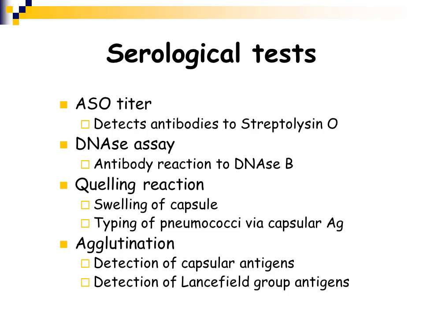There are many different types of serological based tests as well. You can test for streptolysin O, you can do DNase tests, you can do a Quellung reaction which tests for the swelling of the capsule of Streptococcus pneumoniae, and you can also type the Streptococcus pneumoniae based on the capsular antigens. There are all sorts of agglutination tests. Agglutination is one of the ways to look for your Lancefield antigens.